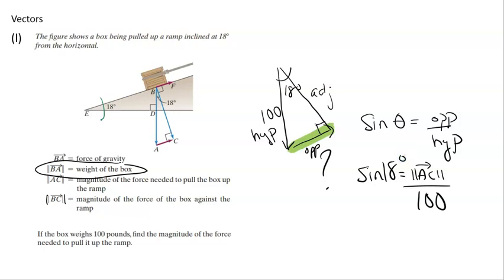So how am I going to solve this trig equation? I'm going to multiply both sides by 100, so the magnitude of AC is all by itself. In my calculator, I'm going to type in 100 times the sine of 18 degrees, and that's going to be my answer. Actually I hadn't done it yet, hold on. Sine of 18 degrees. I've got 30.90169944.